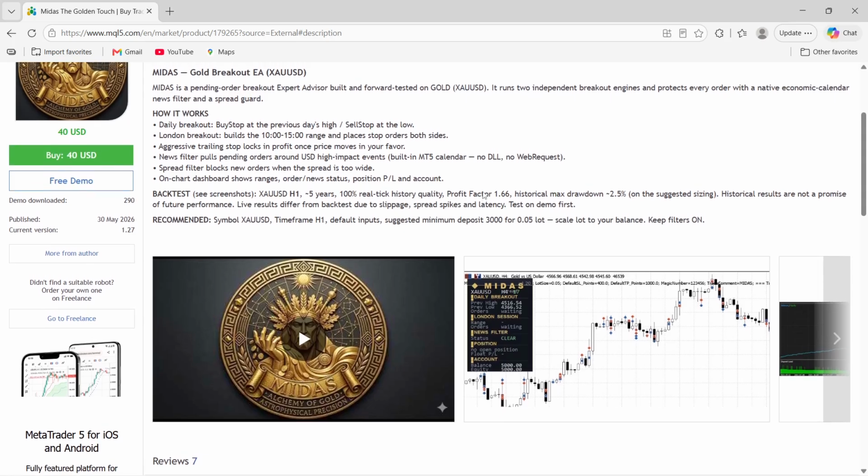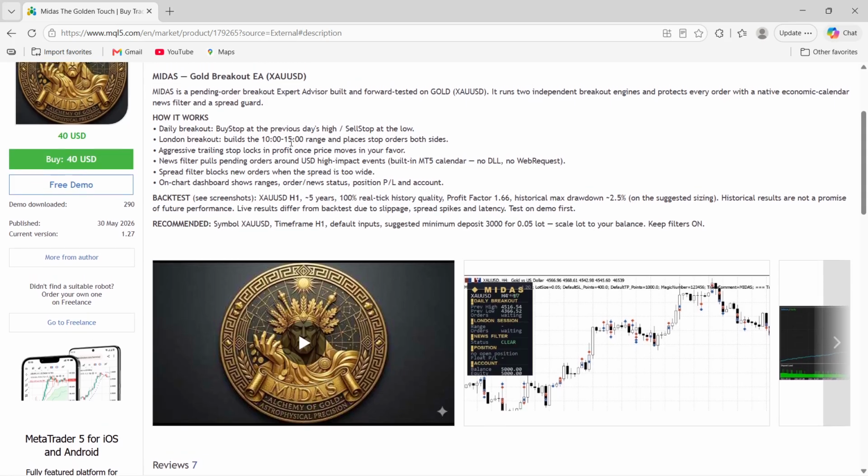Alright, so that's how it works. Daily breakouts: buy stop at the previous day's high, sell stop at the low. London breakouts build the 10:00 to 15:00 range and place stop orders on both sides. An aggressive trailing stop locks in profits once price moves in your favor.